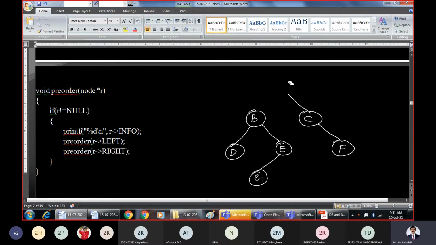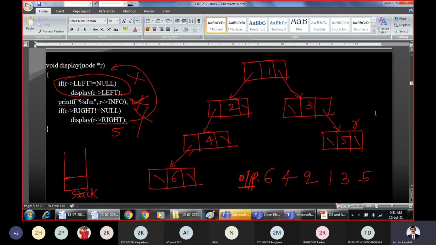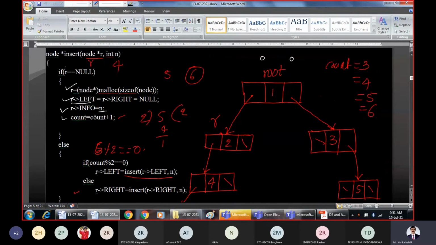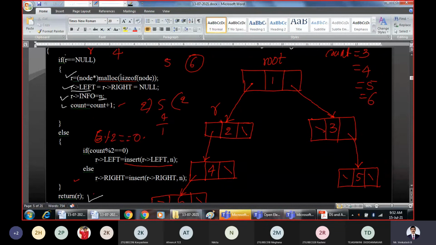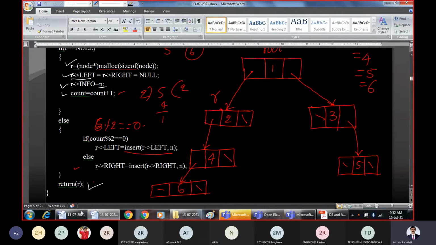This is the example tree which we have already seen in the previous class. Let us take the same tree. If you remember, in the previous classes we had created this tree by following the same code. We first insert the root node, then we check the value of the count by dividing it by 2. If the remainder is 0, the new node will be inserted at the left side. If the remainder is not 0, the new node will be inserted at the right side. And this is the tree we got.